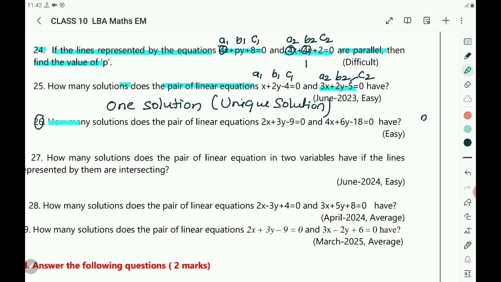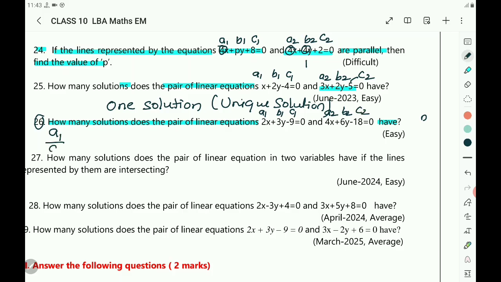What is that question? How many solutions does the pair of linear equations 2x plus 3y minus 9 equals 0 and 4x plus 6y minus 18 equals 0 have? Again we have to find out a1 by a2, b1 by b2, c1 by c2. Before that, note down the values of a1, b1, c1 and a2, b2, c2. Here a1 is 2, b1 is 3, c1 is minus 9. Here a2 is 4, b2 is 6, c2 is minus 18.